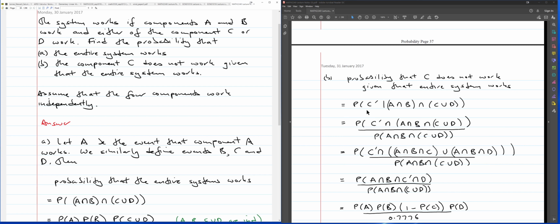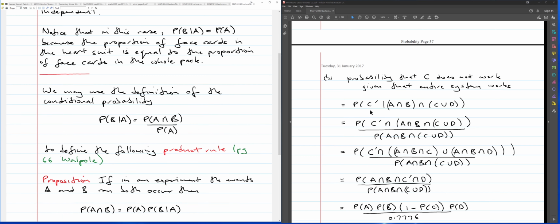Once we have this, we want to calculate a conditional probability, and we use our definition of conditional probability. The probability of C complement given this event is the probability of C complement intersected with this big event, divided by the probability of the event A intersect B intersect (C union D).